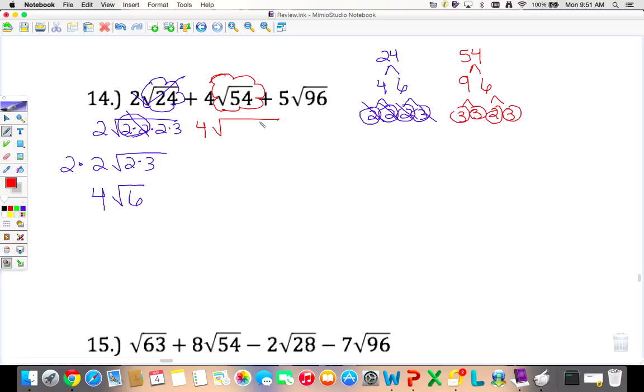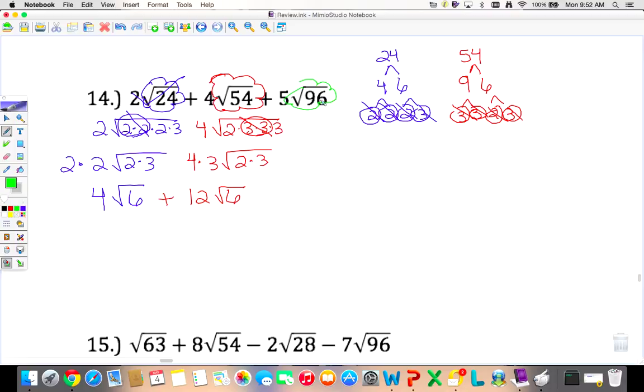9 is going to be 3 and 3. 6 is going to be 2 and 3. So here we'll have 4 times the square root of 1, 2, and 3 3's. So 2 times 3 times 3 times 3. So I have a pair of 3's I can pull out. So 4 times that pair of 3's.